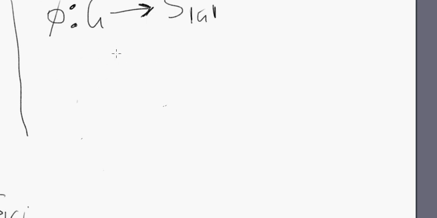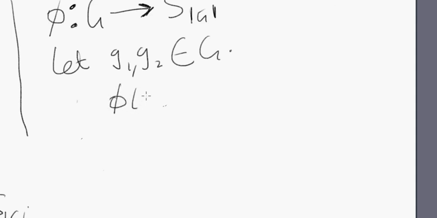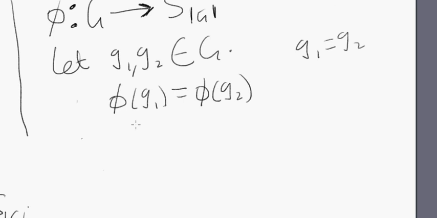So let's work it out. Let's suppose that G1 and G2 are actually elements of G. Then suppose that phi of G1 equals phi of G2. So we showed that we just need to conclude from here that G1 equals G2, which would mean that phi must be injective. Well, how do we do this?